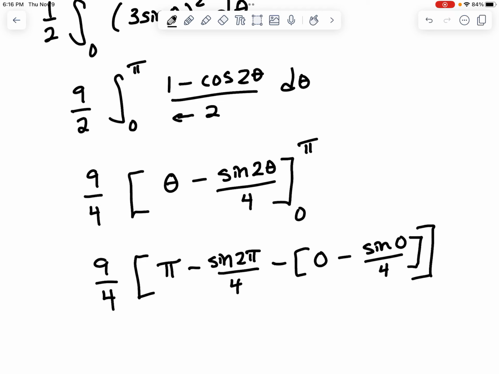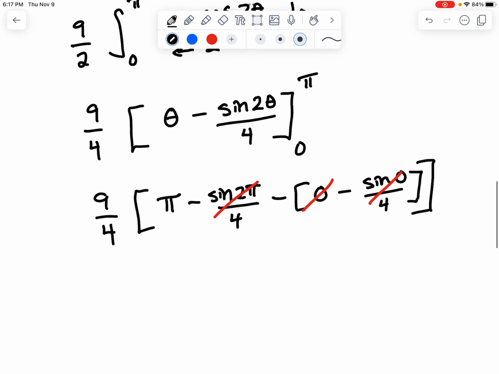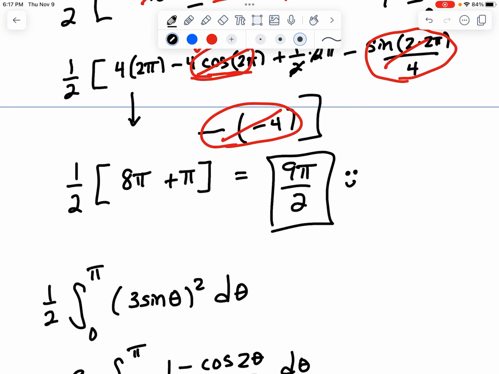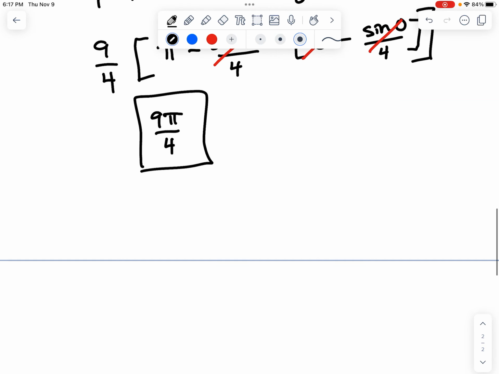And then there's still cancellation, because sine of 2 pi is going to be 0, sine of 0 is going to be 0, so all that's left is the pi, and then the 9/4 times that. So instead of 9/2, which we got the first time, we got 9/4. So now we finally just need to subtract them.